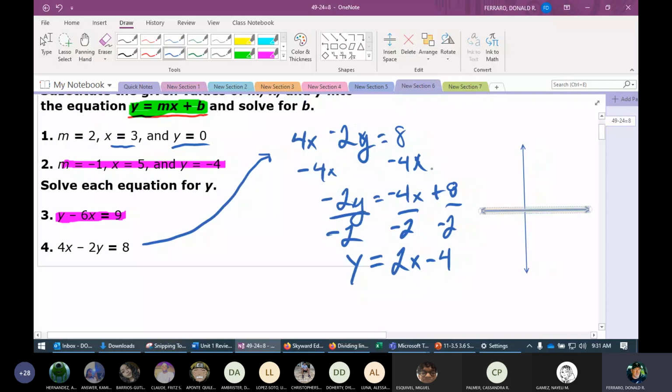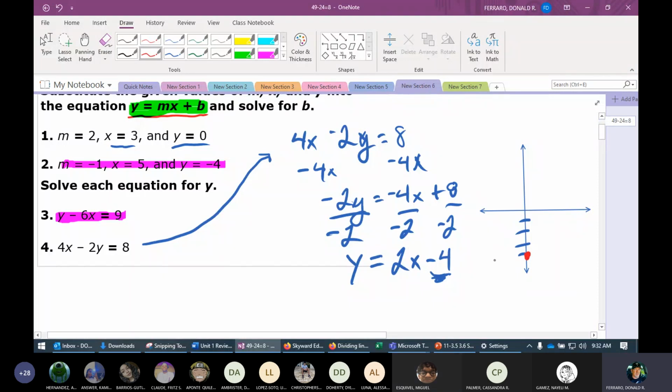So I'm going to graph this. The starting point should be 2x, right? No, always start with your y-intercept, okay? Oh, all right. So I'm going to go negative 4: 1, 2, 3, 4. All right, and I put my point, okay?